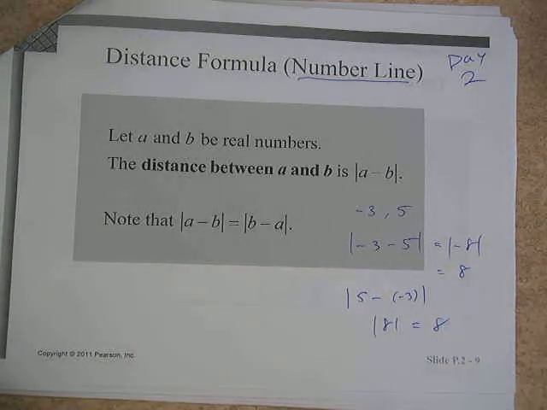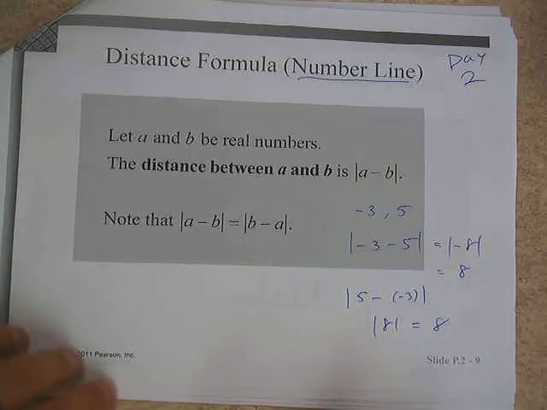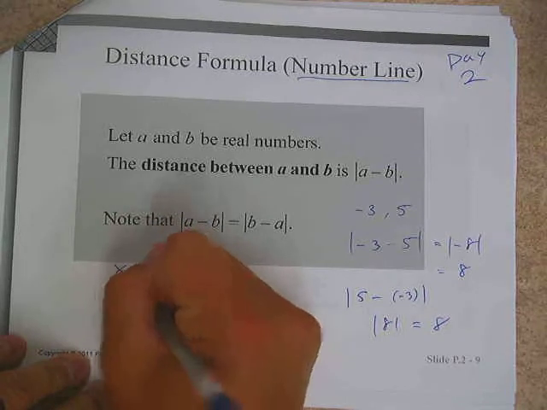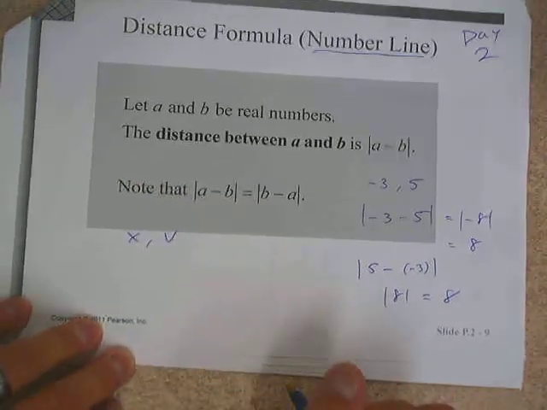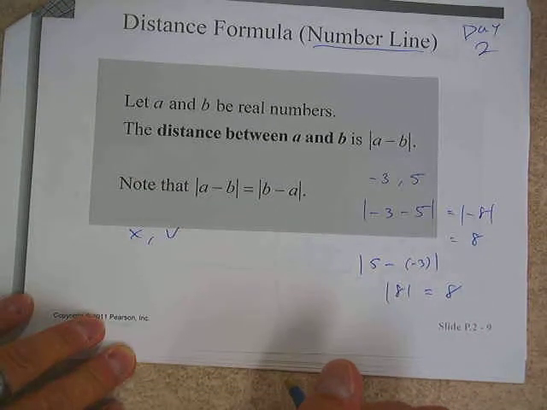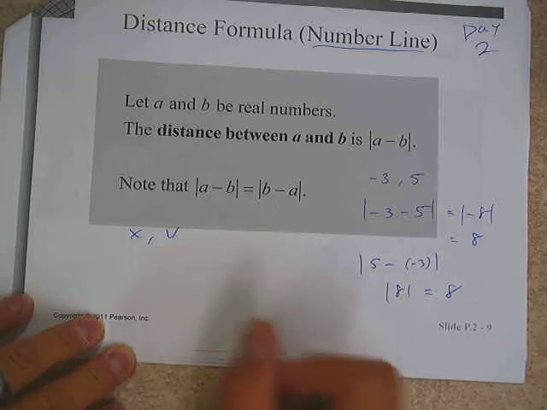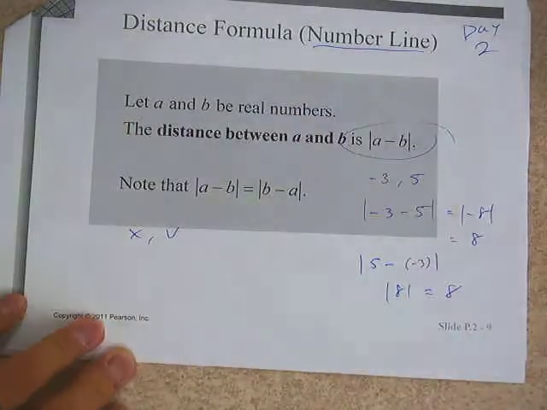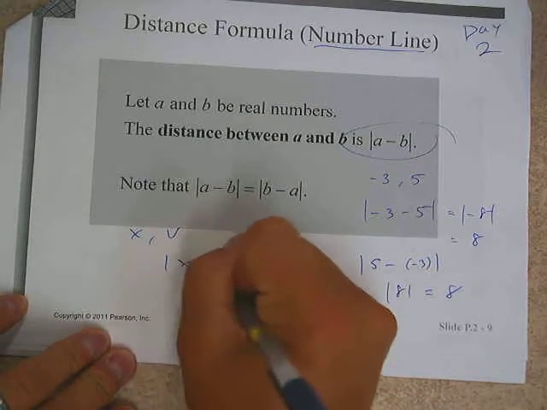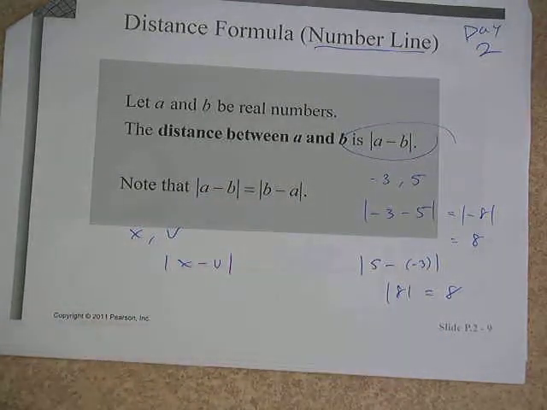So when we're looking for the distance between any 2 points, and like I said, that's part of the directions for 49 through 52, we can write it just like this. If I wanted the distance between, let's say, x and v, what kind of expression am I going to write here? I want to do x minus v in absolute values.